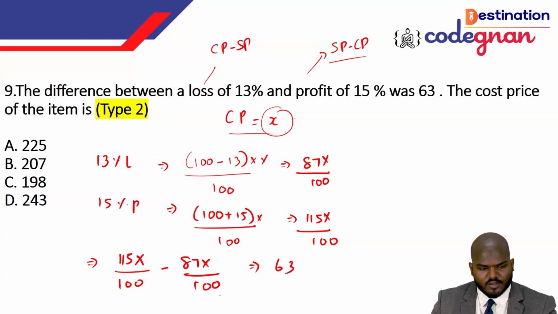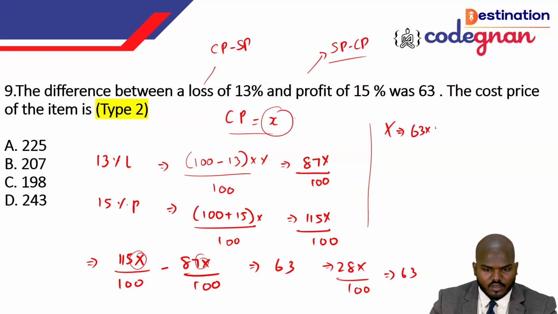is equal to 63. If you see this, we have the denominator same, coefficient also same. Then you can make a proper manipulation here. That will give you 28x by 100 is equal to 63. You can say that x is equal to 63 times 100 by 28. If you work it out, the value of x you will get here is 225.